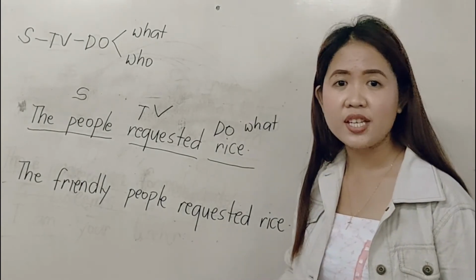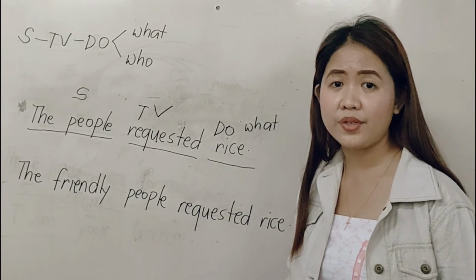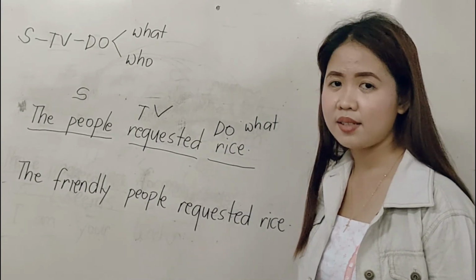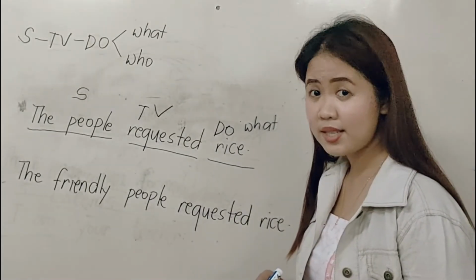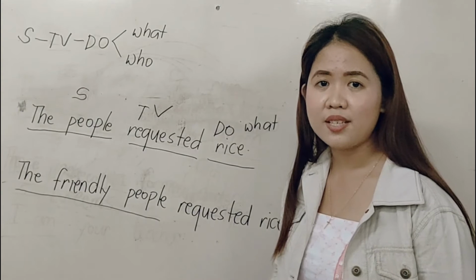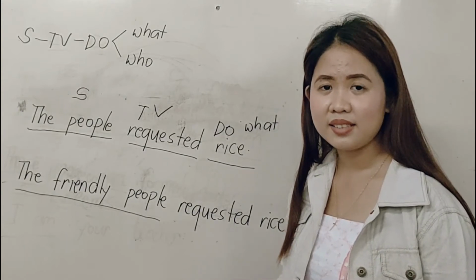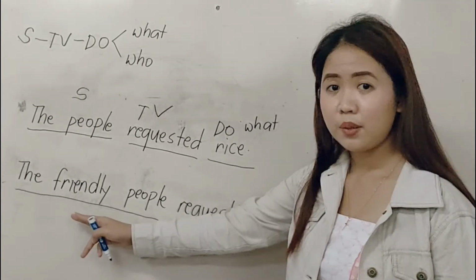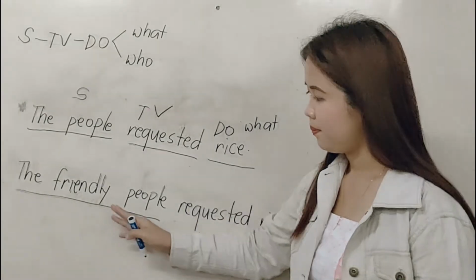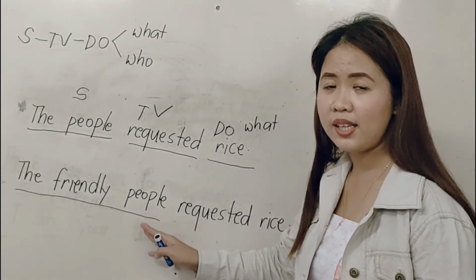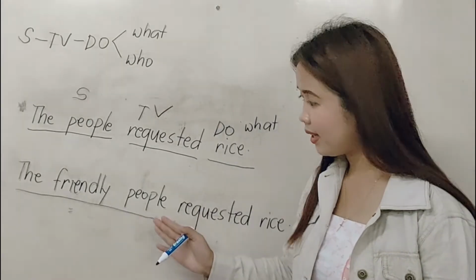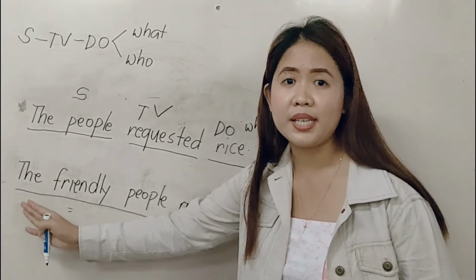Do you think there will be changes in our sentence when we talk of the sentence pattern? Let's try to analyze the sentence. Our subject is the friendly people. As you have noticed, may isang word na nadagdag before the word people. The word friendly functions as an adjective, salitang naglalarawan. This is what we call a subject modified with an adjective. Then again, we consider this as a complete subject.